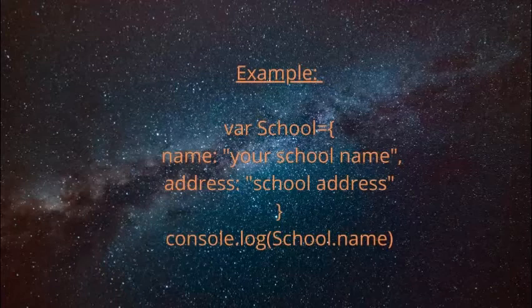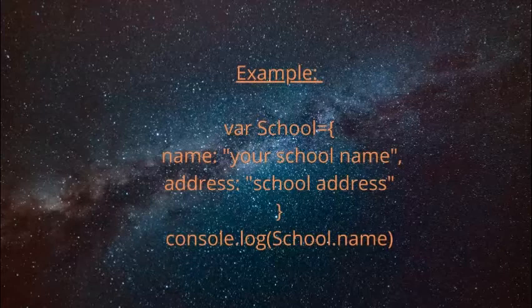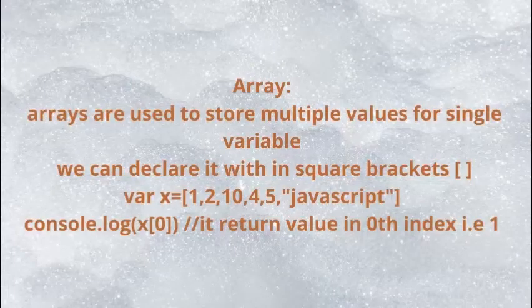School is an object that contains two properties, name and address. If you want to call only the name property of that object, we can call it as object name dot property name. In that case, school.name returns the value of that property. Arrays are used to store multiple values in a single variable. We can declare arrays within square brackets, as you can see in the example.